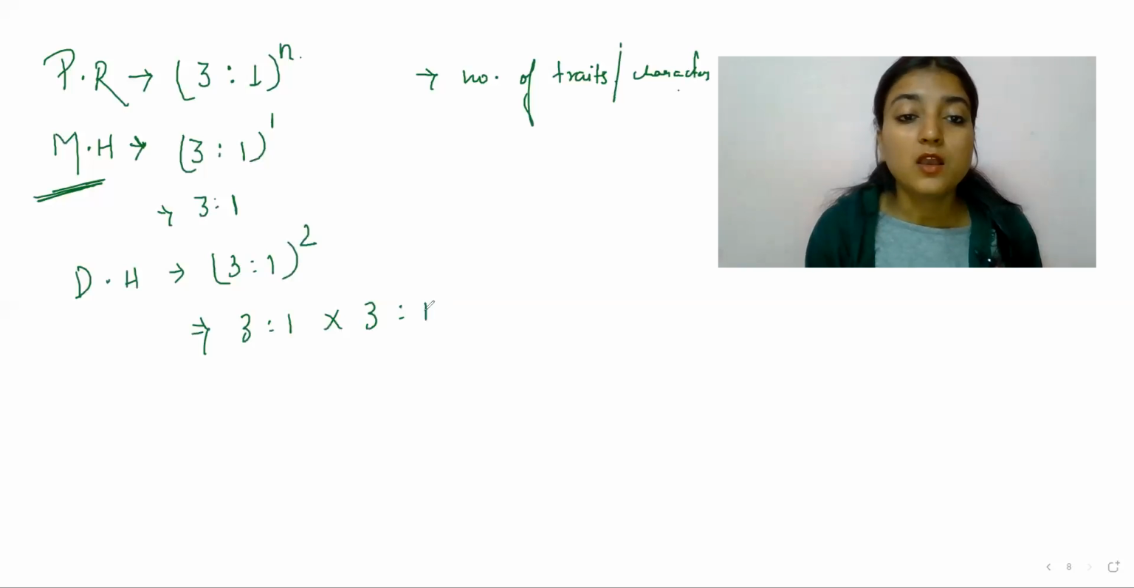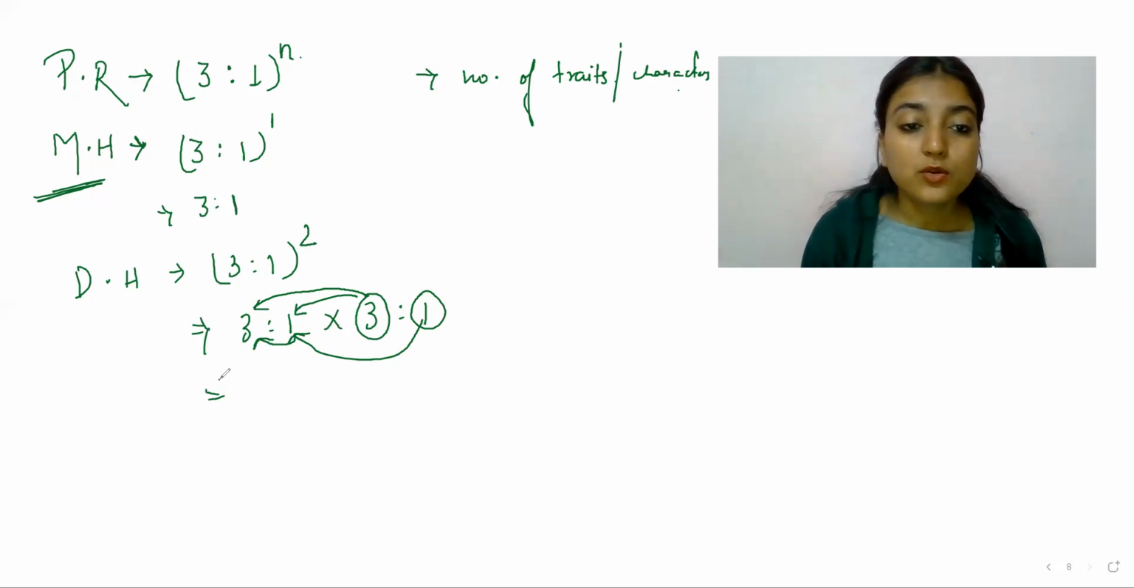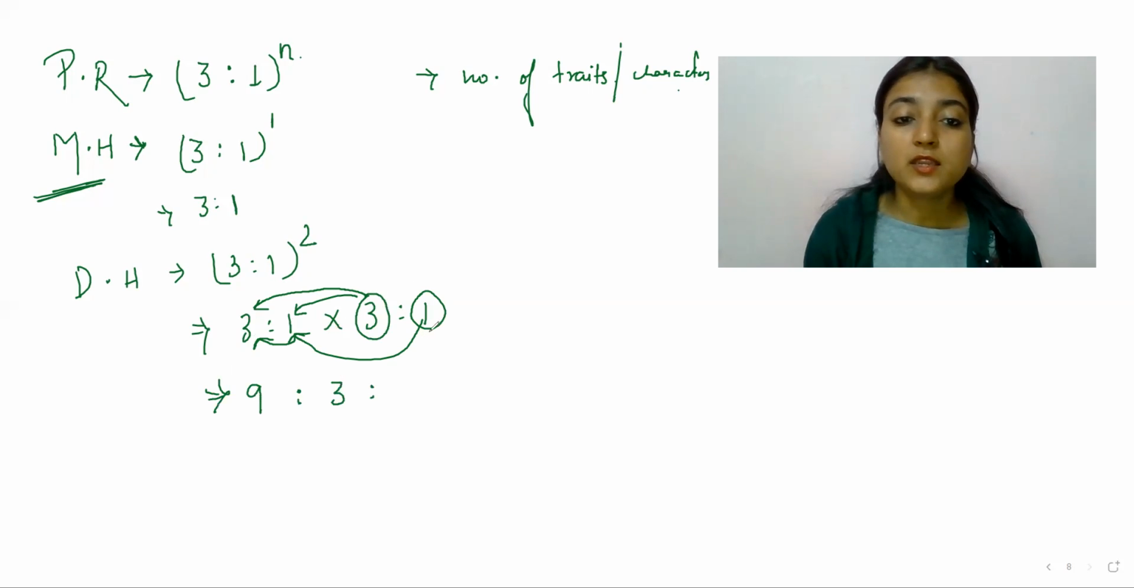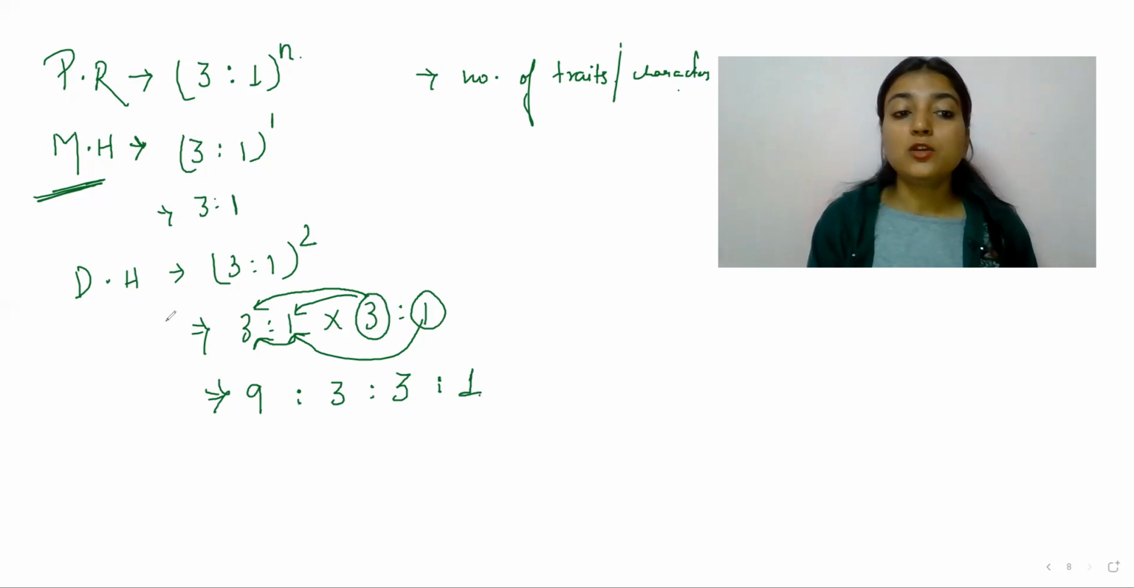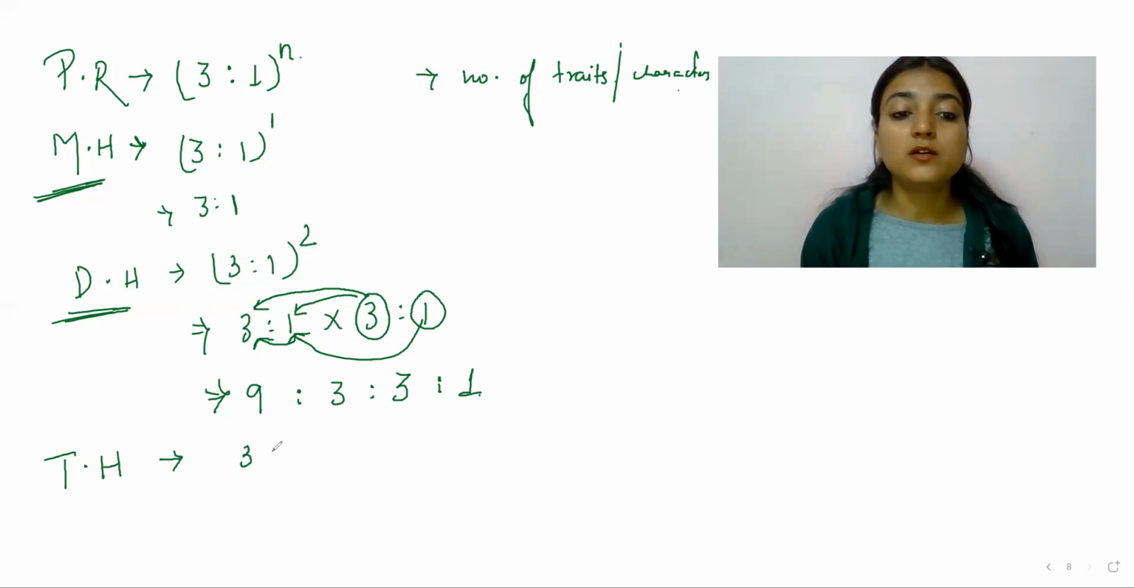3:1 into 3:1. The formula to calculate is to multiply this 3 first with this, and then this. Now you have to multiply this 1 with 3 and then 1. So 3 into 3 is 9, 3 into 1 is 3, then again 1 into 3 is 3, and 1 into 1 is again 1. So the phenotypic ratio for a dihybrid cross will be 9:3:3:1.